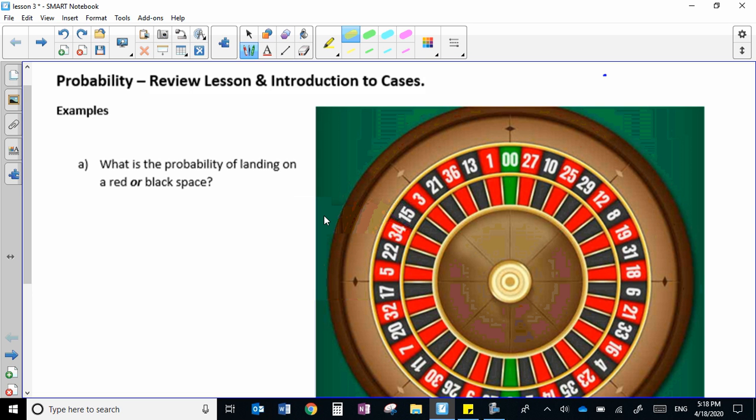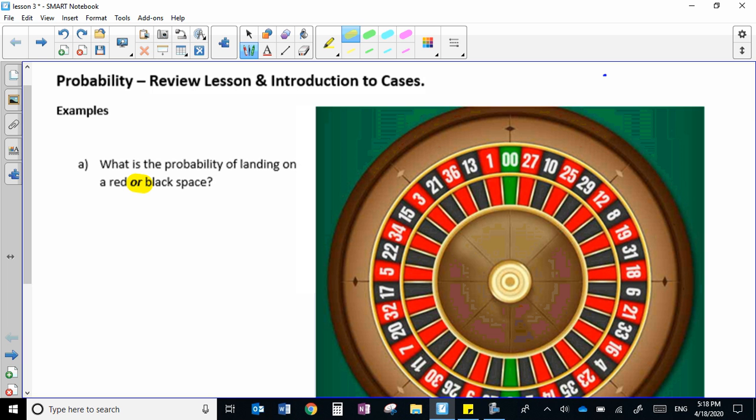So let's take a look at the roulette wheel again here. And if you want to try these examples on your own first, and then take a look at the video afterwards and see how well you did, then feel free to do that, or you can pause the video as we go too. Let's start with the probability of landing on a red or a black space. So that word "or" is very important in the question.